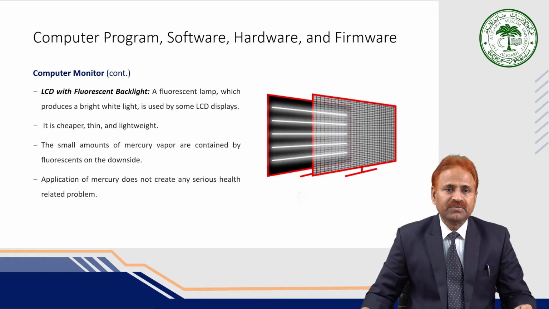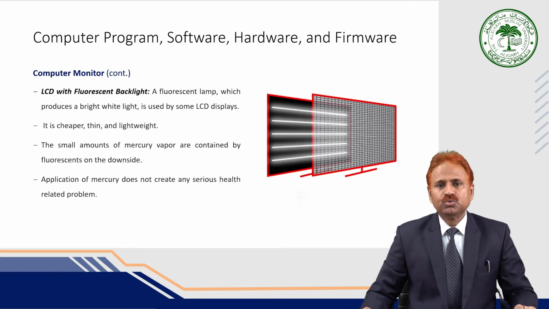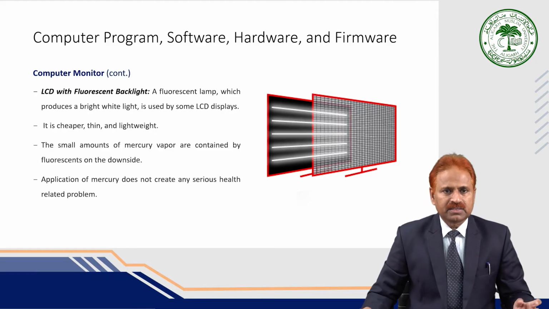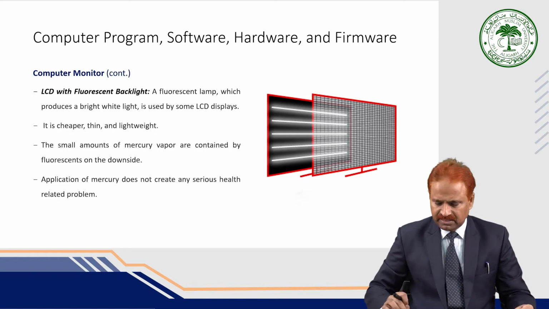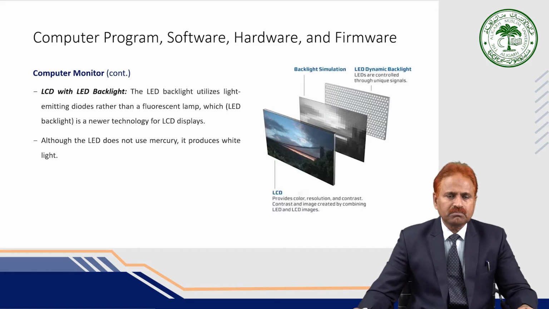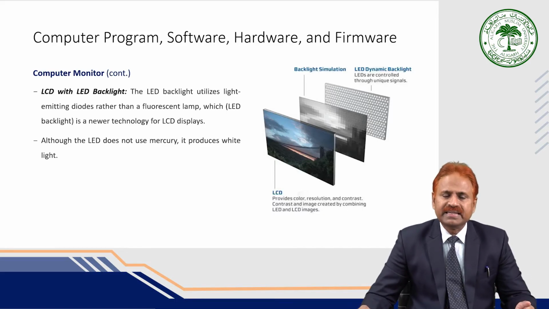Another example is LCD with fluorescent backlight. A fluorescent lamp which produces a bright white light is used by some LCD displays. It is cheaper, thin and lightweight. On the downside, a small amount of mercury vapor is contained in the fluorescent lamp. Application of mercury does not create any serious health related problems. LCD with LED backlight. LED backlight utilizes light emitting diodes rather than a fluorescent lamp, and is a newer technology for LCD display. Although the LED does not use mercury, it produces white light.